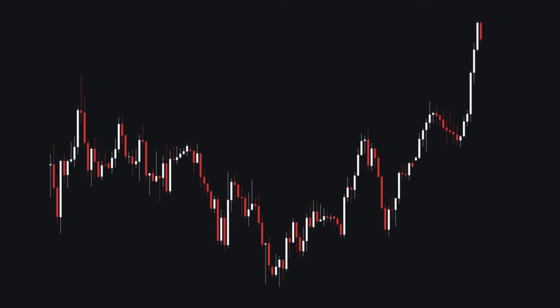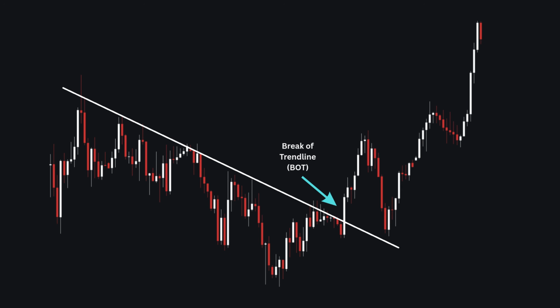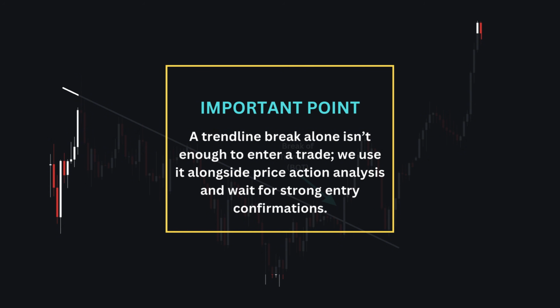Now look at this example. We can first see that the market was in a downtrend. So we draw a trend line like this and connect the swing highs. Once the price breaks the trend line, the market sentiment shifts from downtrend to uptrend, and the market is no longer in a downtrend. And now we will only look for buy trades. But here's an important point. A trend line break alone isn't enough to enter a trade. We use it alongside price action analysis and wait for strong entry confirmations.